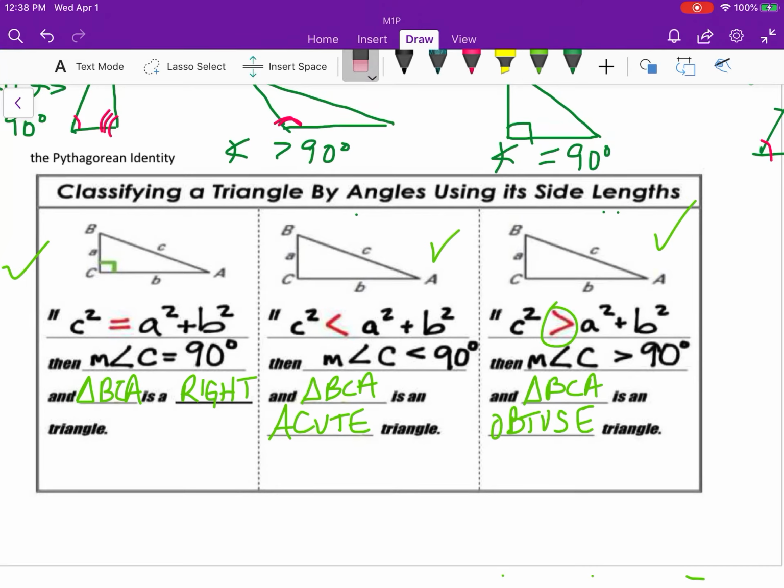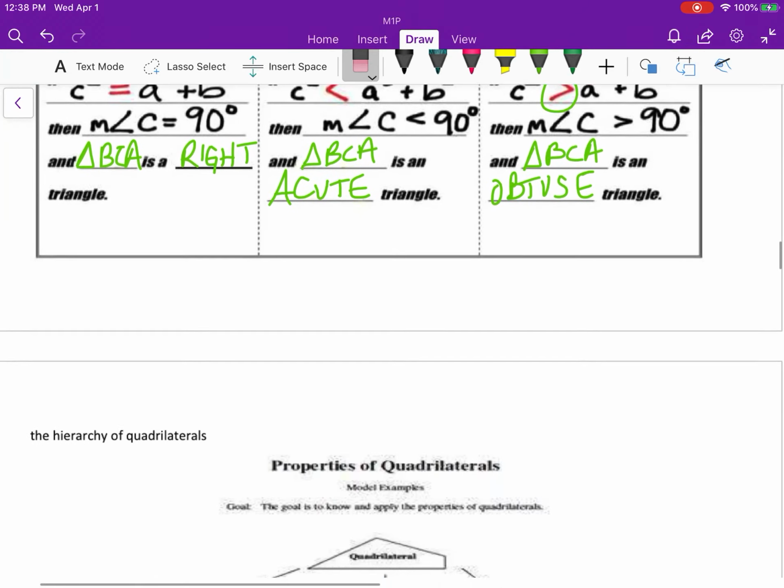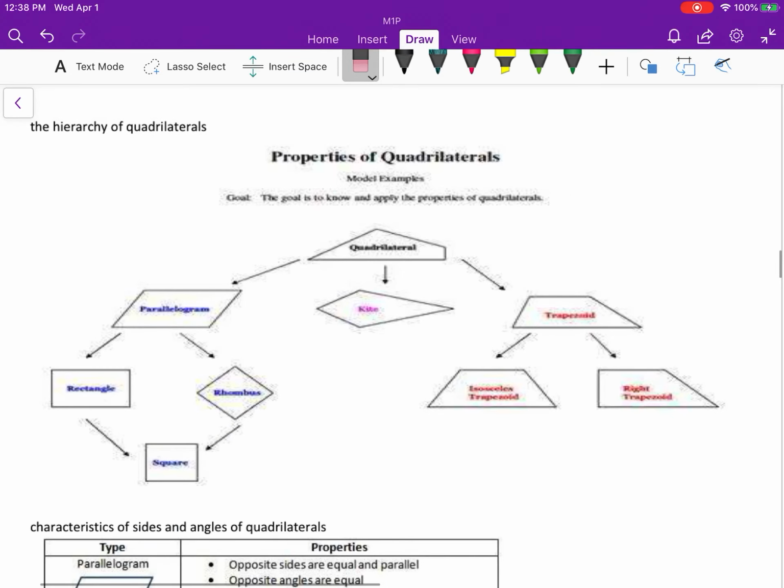Okay? So that's called the Pythagorean identity. It's not hard. It's kind of a pain. In all honesty, I don't think you're going to have to use it on the summative. The only thing I would say is if you're asked to classify a triangle by its side lengths or its angles, and you do the Pythagorean identity to find what kind of triangle it is, I would probably give you a 5 then. So the Pythagorean identity is more for you to earn bonus to get a 5 on your summative. Okay? Next part will be quadrilaterals.